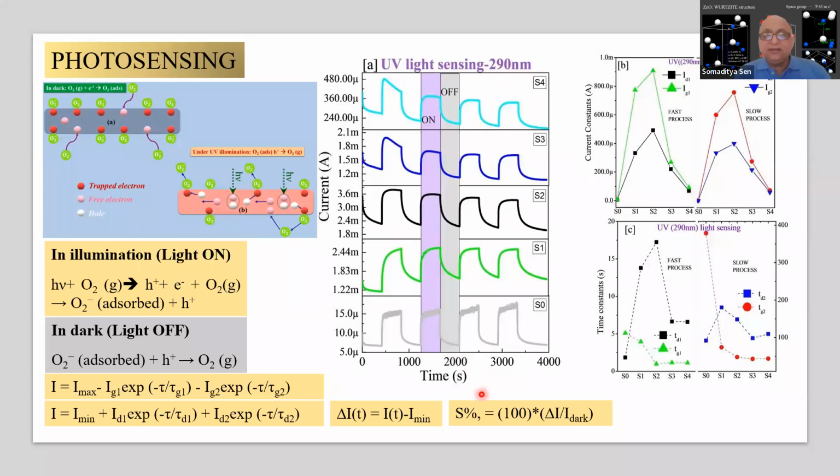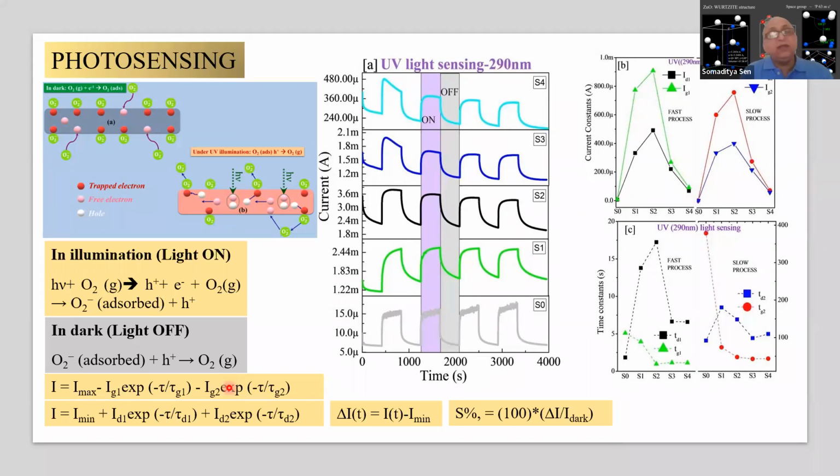So we have fitted this current with 2 different exponential terms. We tried to fit with one, but it did not fit well, saying that there are 2 processes, a fast process and a slow process. Okay, so there are 2 processes involved in this. So there are 2 origins of the defect states, or maybe the band-to-band transition, which can take part in zinc oxide.